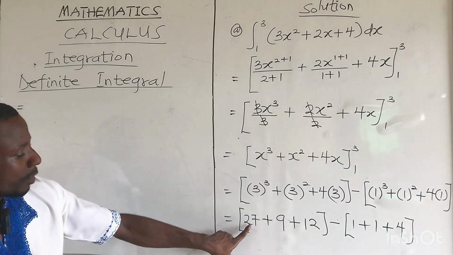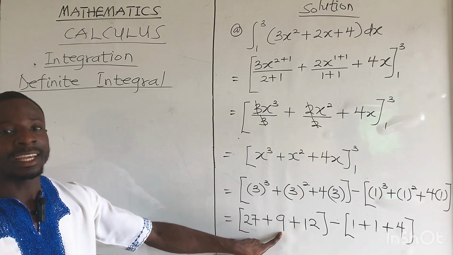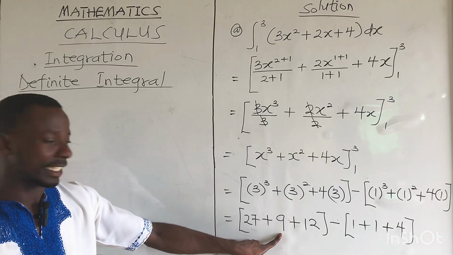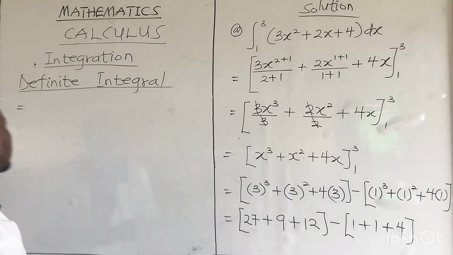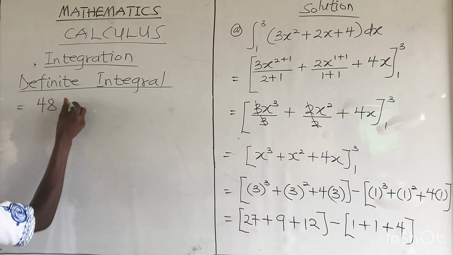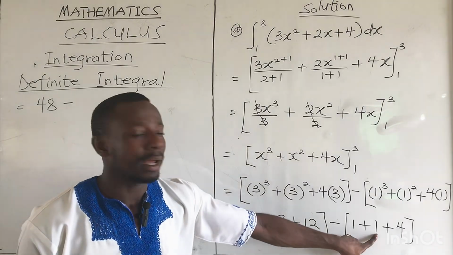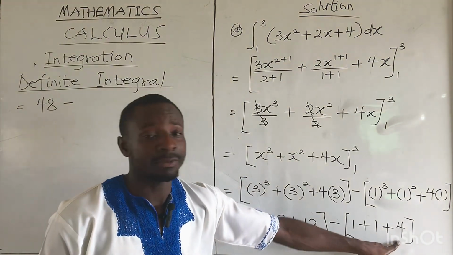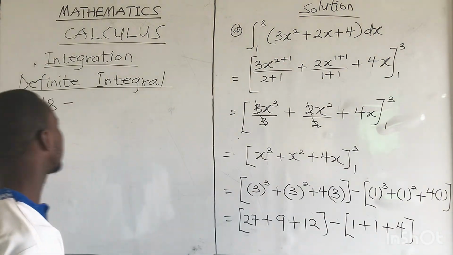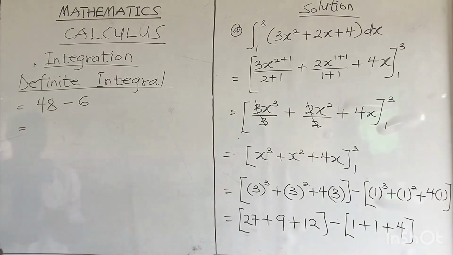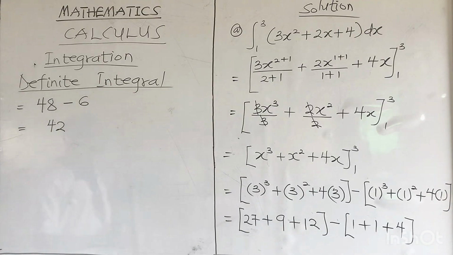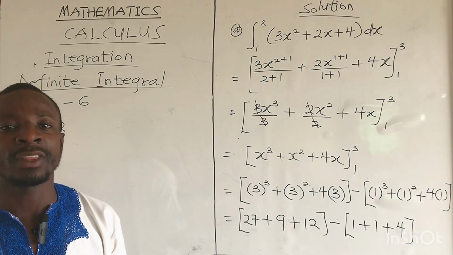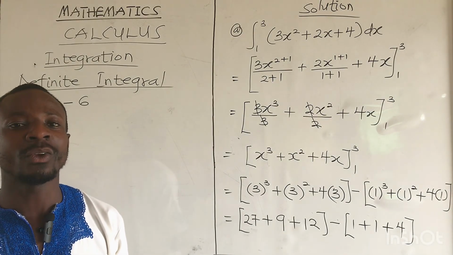So 27 plus 9 gives 36, plus 12 gives 48. So we have 48 minus (1 plus 1 is 2, plus 4) which gives 6. So 48 minus 6, the final answer is 42. And this is the answer for the first question. Now I'm going to look at the second question.